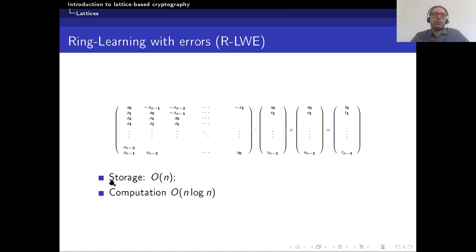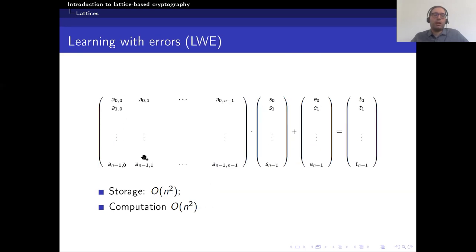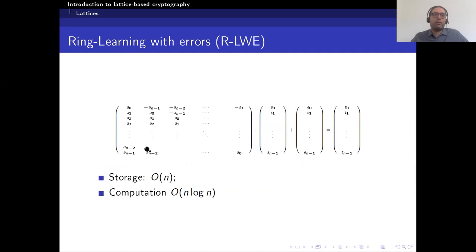The required storage in this scheme, RLWE, is only N, and the computation will be N log N, because in the previous version, all the columns in the general approach are independent. So you have to perform n square multiplication. However, in the ring LWE, these columns are not independent, and you can use some approach to decrease the computation complexity. In the lattice-based scheme, we use the NTT to reduce the complexity of LWE to n log n.